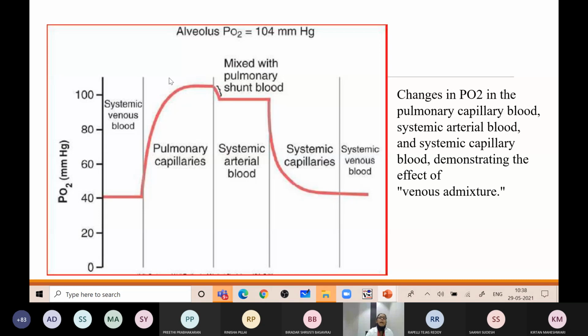So in the lungs, it attains that of the alveolar, that is 104. But because of the admixture of some of the venous blood directly, the systemic arterial blood PO2 is around 98 to 100. Then it goes on decreasing in the systemic capillaries and systemic veins. It comes back to 40. So this is what will happen: changes in PO2 in the pulmonary capillary blood, systemic arterial blood and systemic capillary blood.